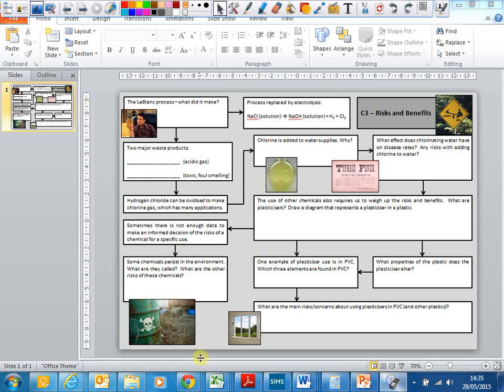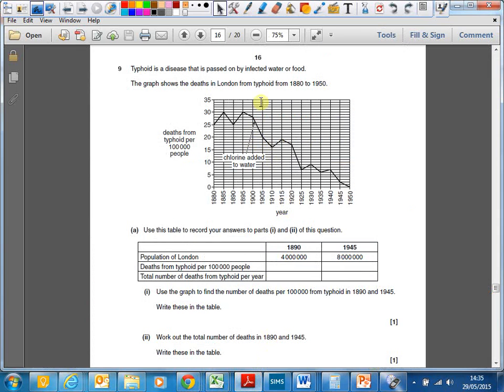Okay, so typhoid is a disease that is passed on by infected water or food. The graph shows deaths in London from typhoid 1880 to 1950. Use this table to record your answers to parts 1 and 2 of this question. Part 1 then. Use the graph to find the number of deaths per 100,000 from typhoid in 1890 and 1945. Write these in the table.